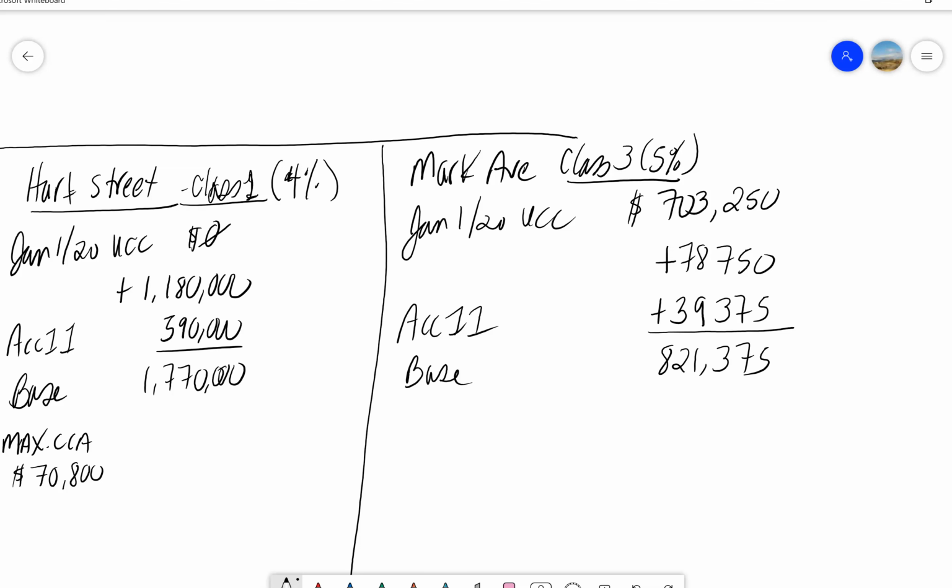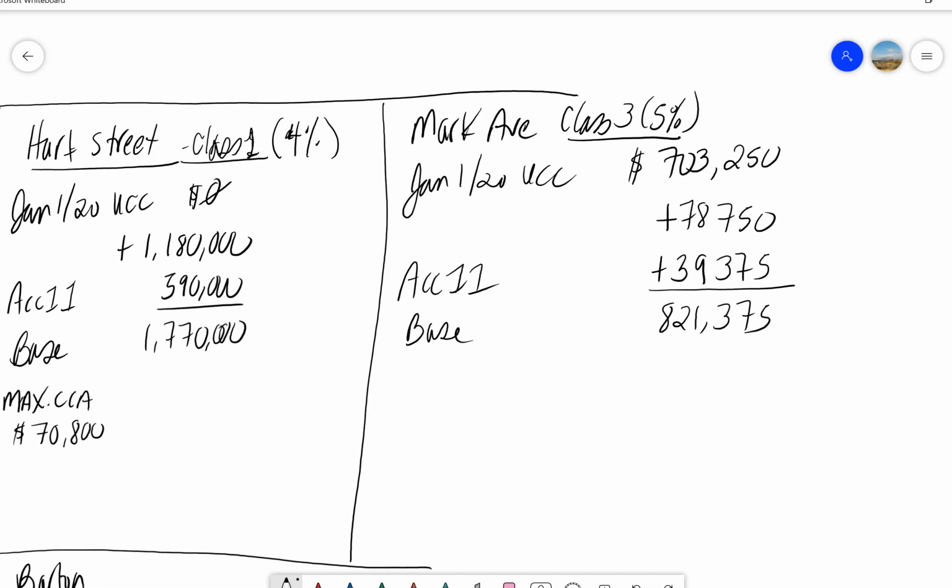Now, we add that up, we're going to get a CCA base of $821,375. Now, once again, we don't know how much CCA we can take, but let's just figure out on the side here, what is the maximum CCA that we could take? That's going to be the $821,375. And remember, this is in Class 3, which is at 5%. And so the maximum CCA we could take is $41,069 if we had enough net rental income. So we'll just park that there for now.